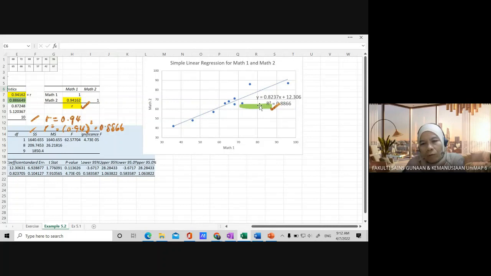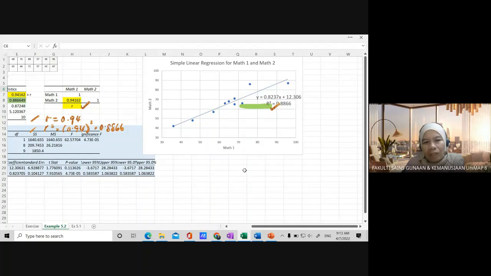Okay, so our y hat is equal to beta naught hat plus beta 1 hat x. Beta 1 hat is equal to 0.8237, and beta naught hat is equal to 12.306. So this is the model. By using this model, you need to predict what the score of Math 2 will be if the Math 1 score is 60.